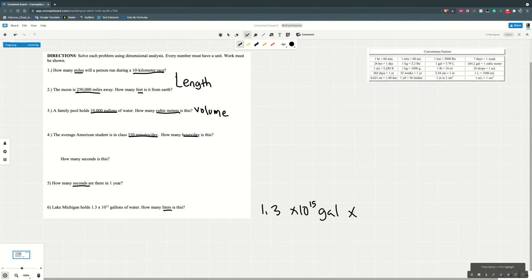So gallons to liters. Some of us may know this, some of us may not know the conversion, but we need to have gallons in the denominator, and liters on top. So we have to see the conversion from gallons and liters if you don't know it. But it is going to be 1 gallon is 3.79 liters. So that will be, put this in a calculator, 4.927 times 10 to the 15 liters. This is scientific notation because who wants to write down all the zeros? So yeah, that would be it.